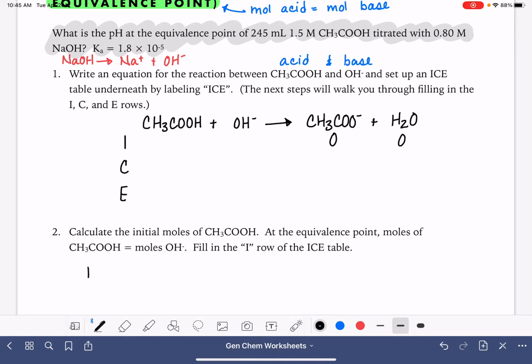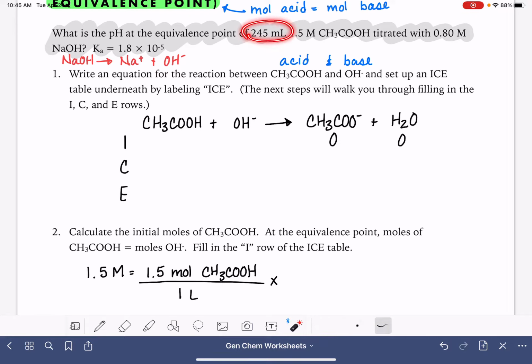The problem tells us that our acetic acid is 1.5 molar, which means that we have 1.5 moles of the acetic acid, CH3COOH, per liter of solution. And the problem tells us that we have 245 milliliters, which is 0.245 liters. So this is how we're going to calculate the number of moles of acetic acid. 1.5 times 0.245 is 0.3675 moles. That is the initial number of moles.